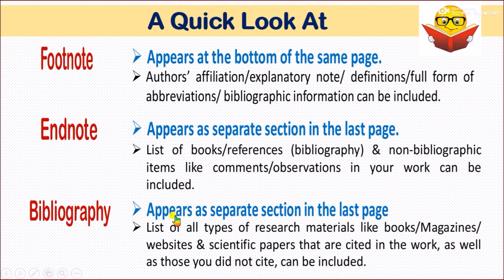But what is the difference? In the endnote, the list of references that are cited in your work can be included. But in the bibliography, the list of references that are cited in our work as well as the references which are not cited in our work also can be included. That means we can suggest some books in the bibliography to provide additional information to the readers. Let's see an example.